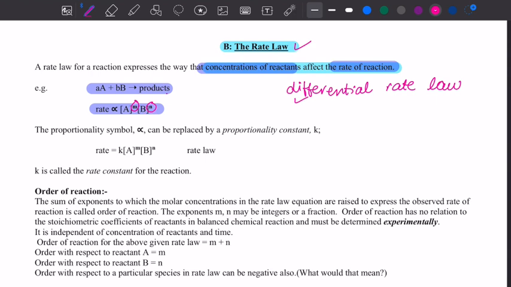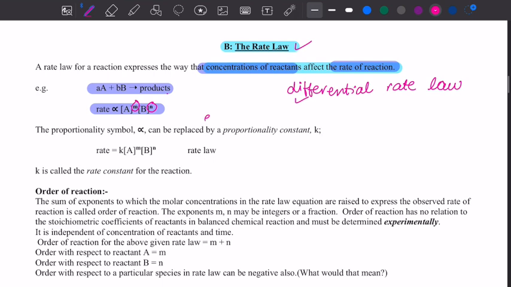The thing to keep in mind is that these numbers m and n have to be experimentally determined. They are not the stoichiometric coefficients in the balanced chemical equation. Okay, so these are found out experimentally. Now, just looking at this expression, we could remove the symbol of proportionality and replace that with an equals sign and a constant k. This constant is called the rate constant for this reaction.